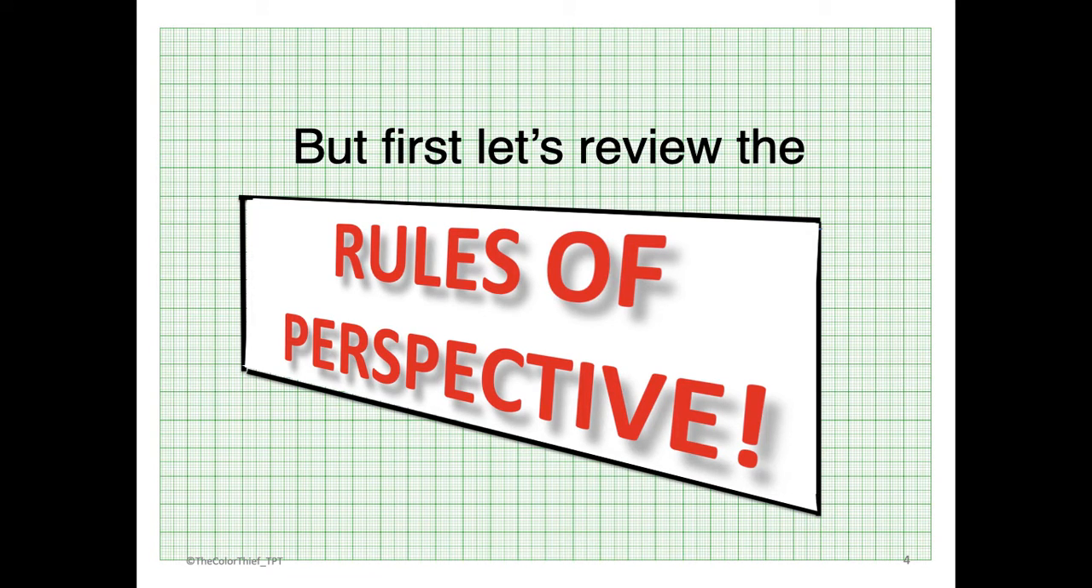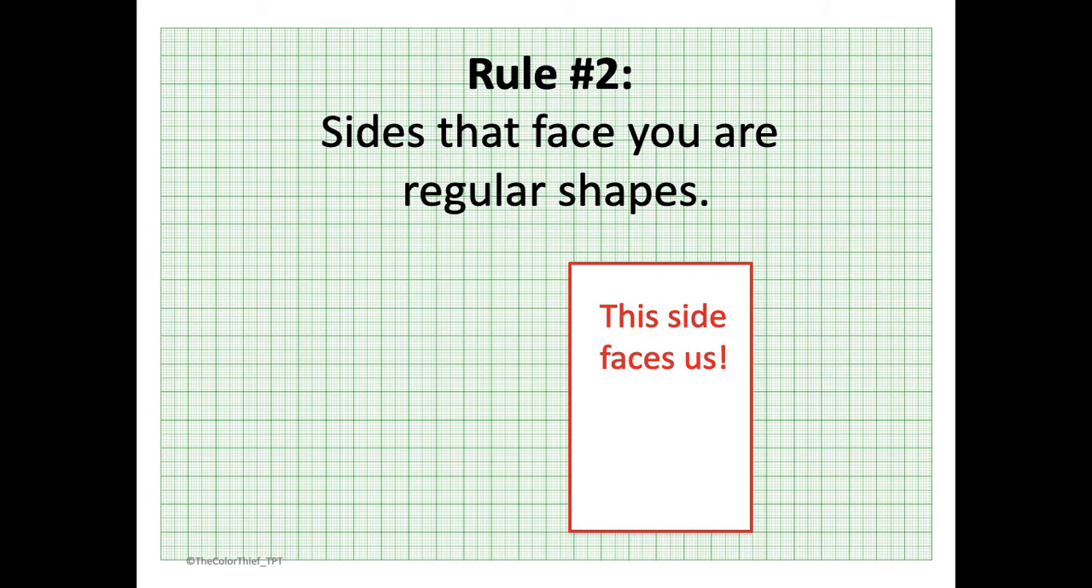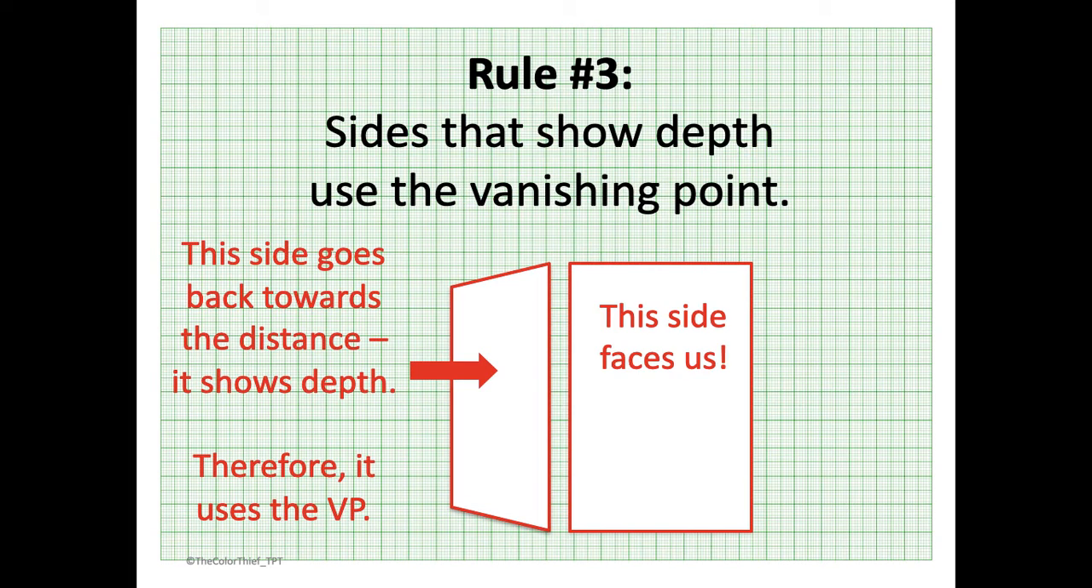But first, let's go over the rules of perspective, some of which you learned in the introduction. Rule number 1, outside scenes often have a horizon line. Inside scenes don't, but both have a vanishing point. Rule number 2, the sides that face us, the regular shapes, are just normal shapes. They do not utilize the vanishing point. The side that goes back towards the distance shows the depth. It uses the vanishing point.